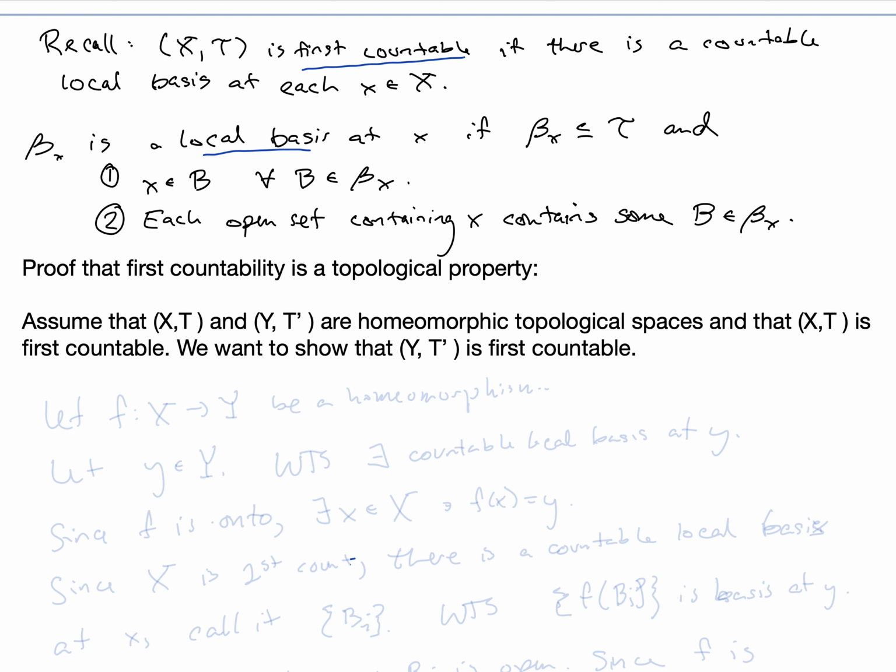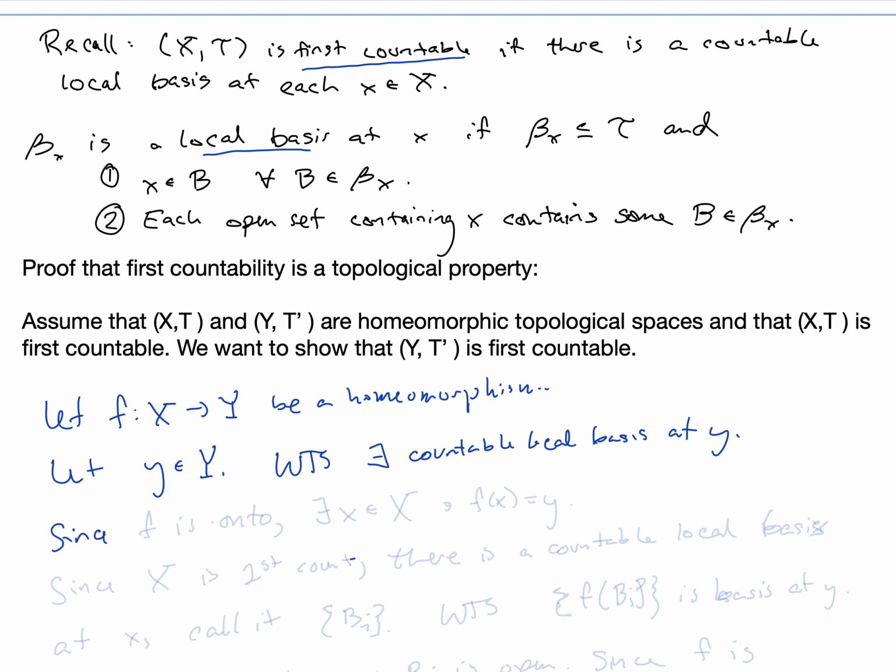Since (X, tau) and (Y, tau prime) are homeomorphic, let f mapping X to Y be a homeomorphism, and let little y be an element of big Y. We want to show there is a countable local basis at y. And if we do that, we will have shown that (Y, tau prime) is first countable.